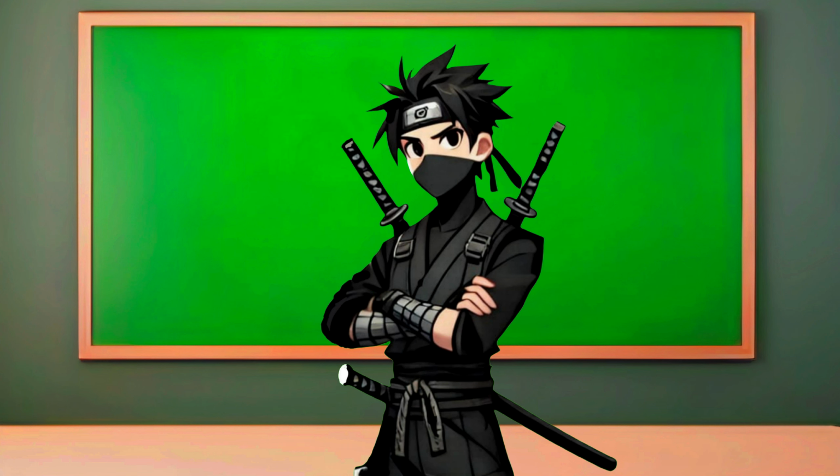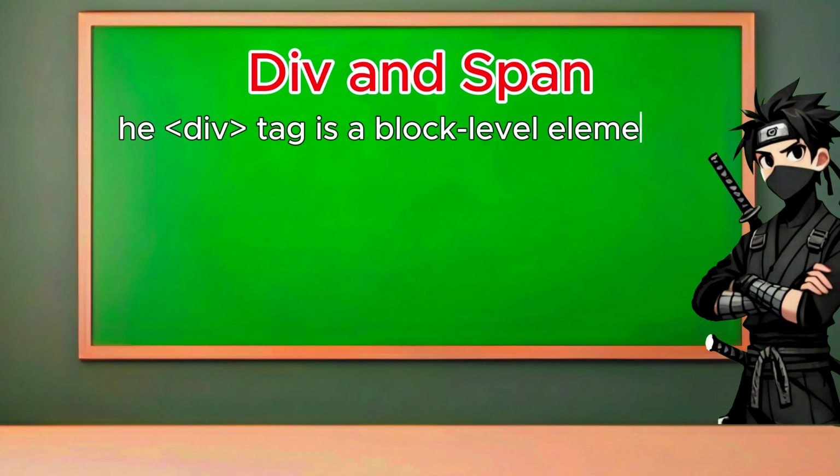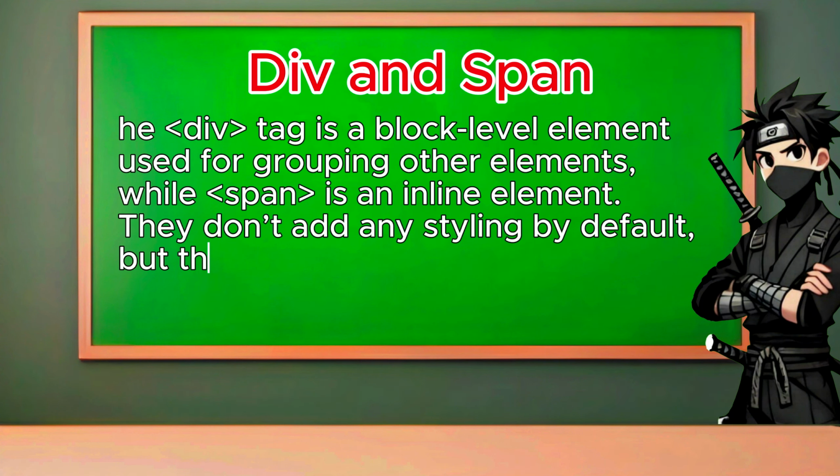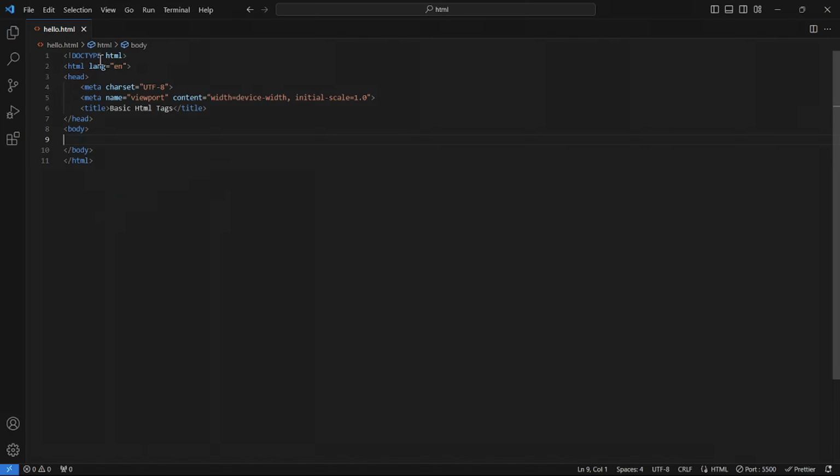Lastly, let's talk about 2 useful tags: divs and spans. The div tag is a block-level element used for grouping other elements, while span is an inline element. They don't add any styling by default, but they're great for organizing your content and applying CSS later.